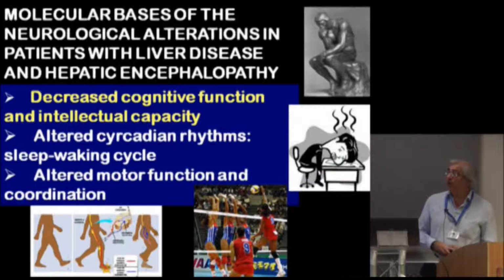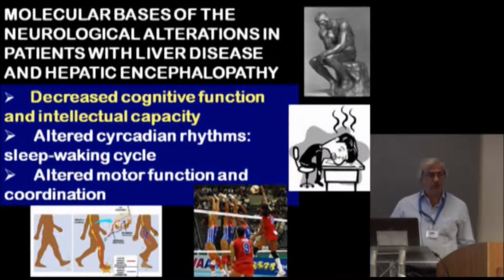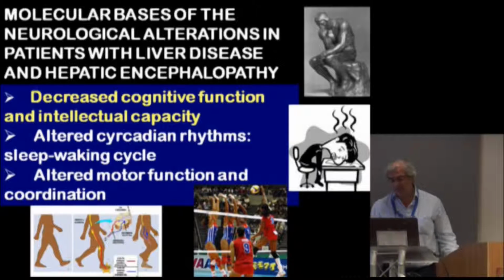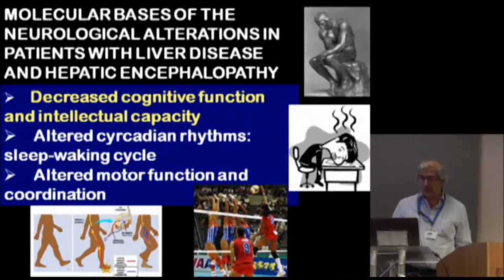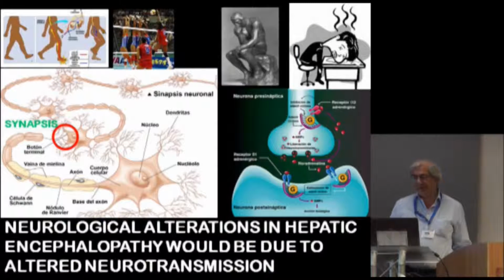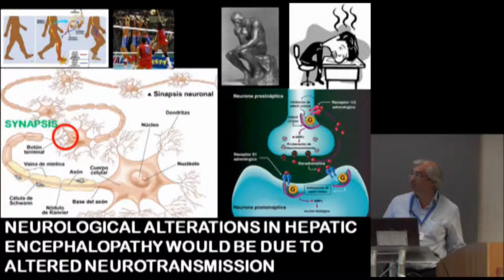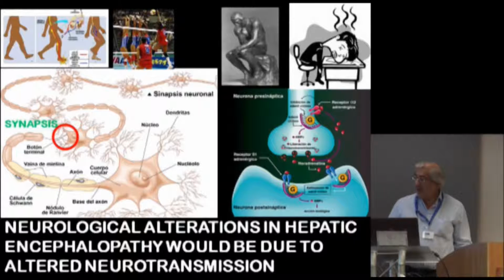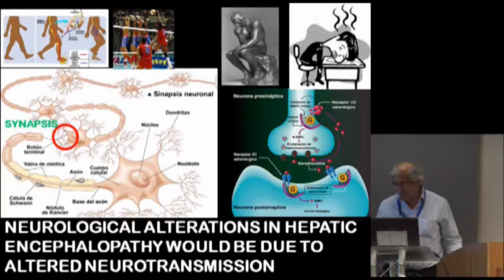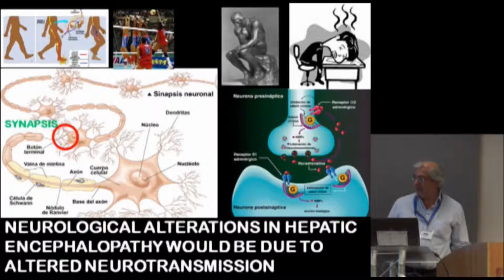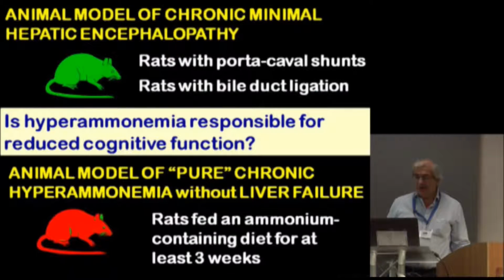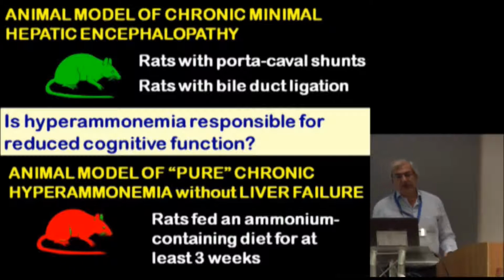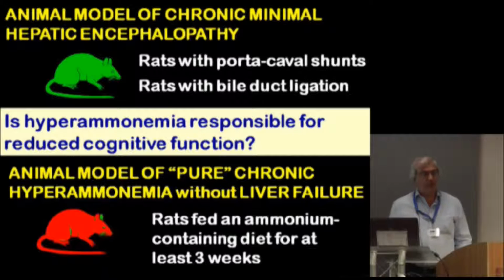We are studying the molecular basis of the neurological alterations in minimal hepatic encephalopathy, and we will focus today on the mechanisms of some types of cognitive dysfunction. We believe that most neurological alterations in minimal hepatic encephalopathy are due to alterations in neurotransmission. For our studies on the mechanisms, we are using animal models of minimal hepatic encephalopathy, mainly rats with portacaval shunt.